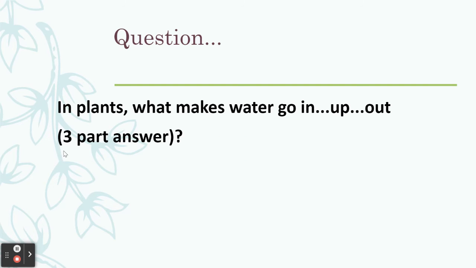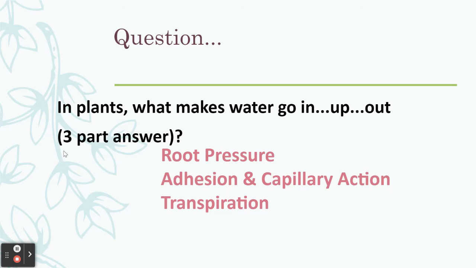And in plants, water goes in, up, and out. But what makes water go in, what makes water go up, and what makes water go out is a 3-part answer. So root pressure makes water go in, adhesion and capillary action make water go up through the stem, and then transpiration makes water go out through the leaves.